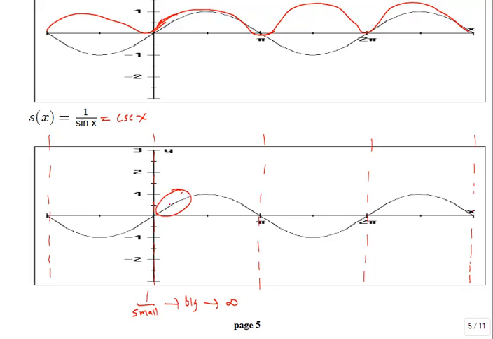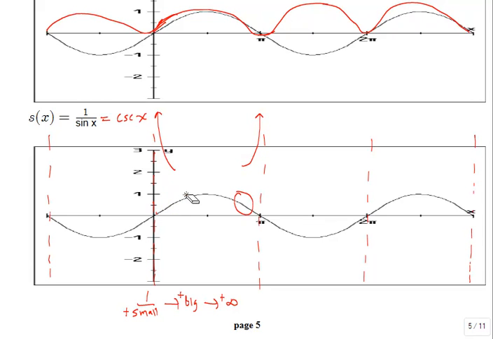Now, because these are all positive small values, then these are all going to go to positive infinite values. So that means this graph is going to go shooting up towards positive infinity. The same thing would happen over here as well, because these are all positive y values that are getting closer and closer to 0. So 1 over something really small gets really big, and they're all positive, so they're going to shoot up to positive infinity.